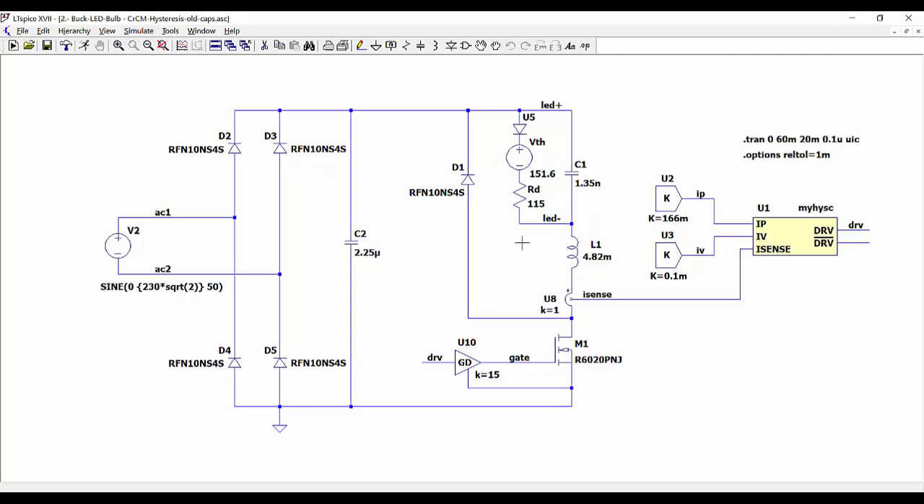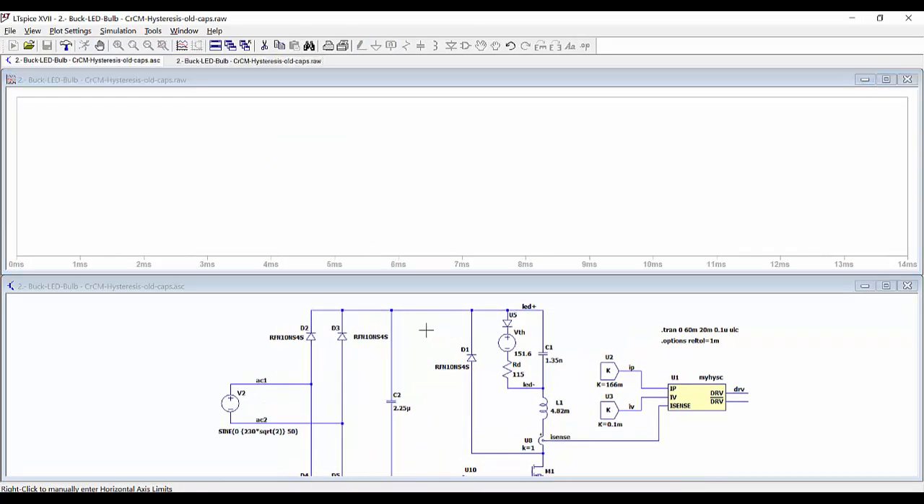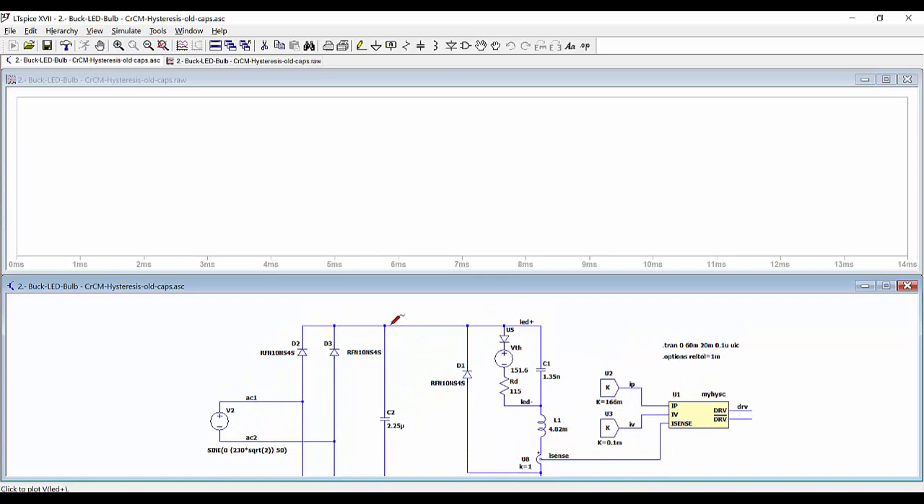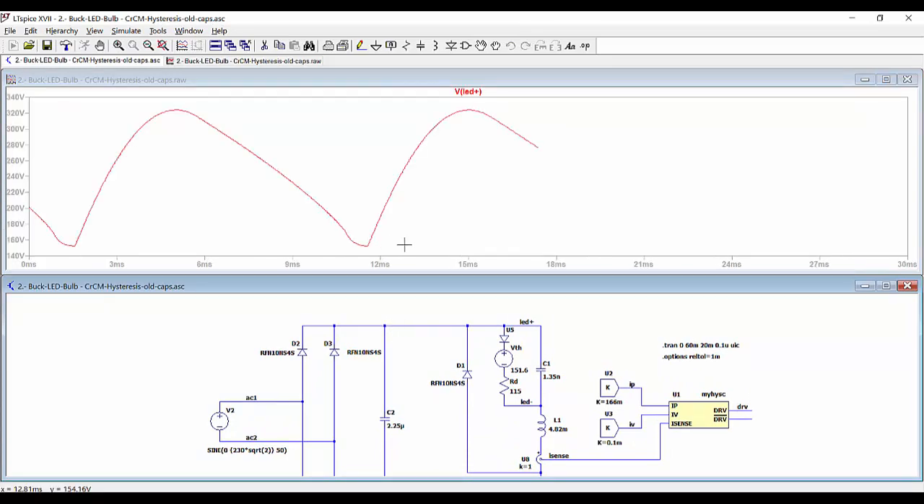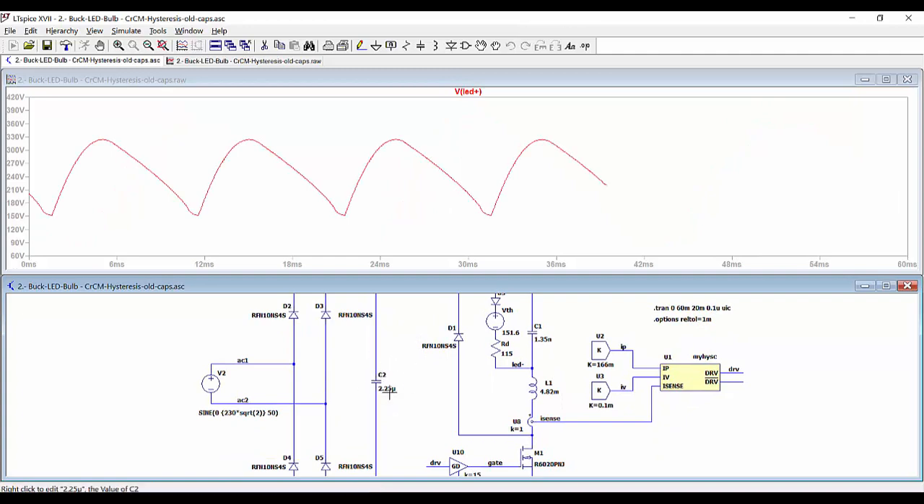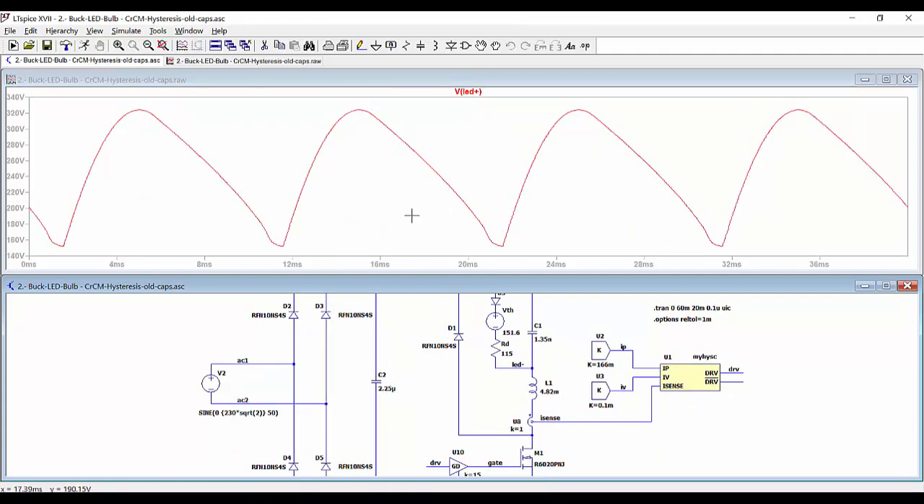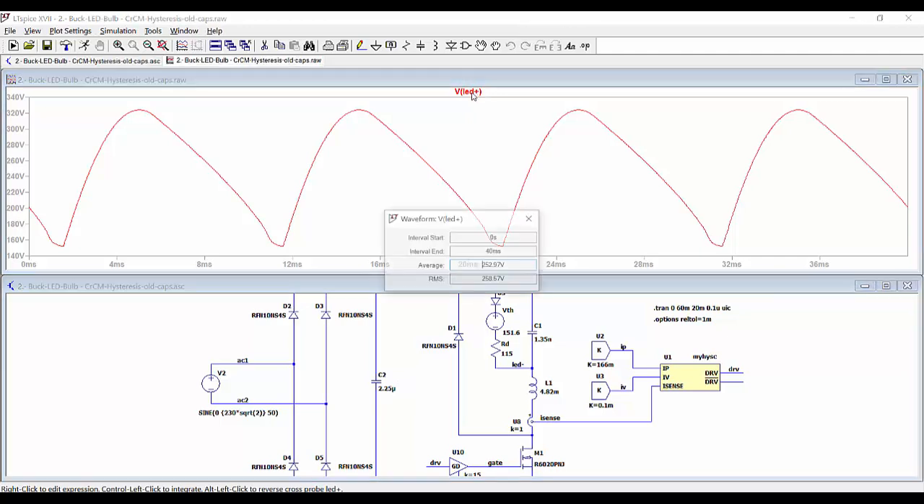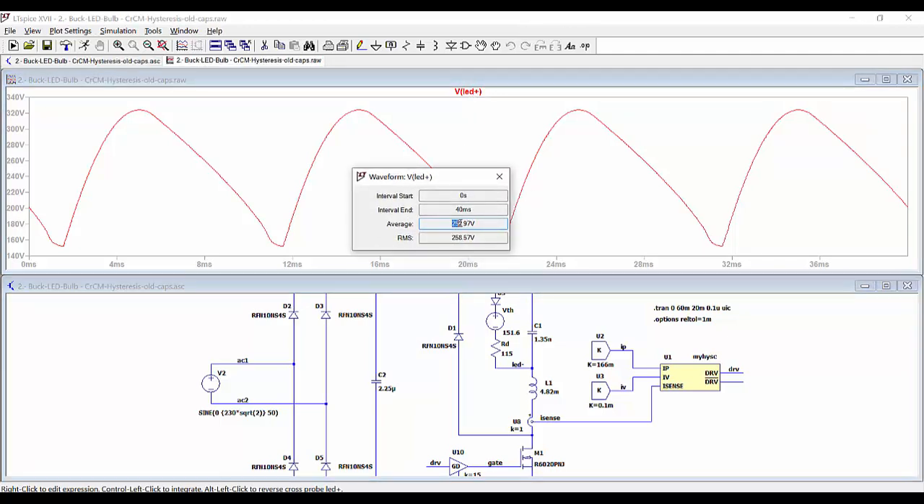The rest of the circuit is exactly the same, so we can now run the simulation and see the results. We can, as in the previous case, take a look at the voltage here, which is VG. So we can see that now the ripple has increased, obviously because we have a lower capacitance here. And also the average value is smaller, 252 volts.